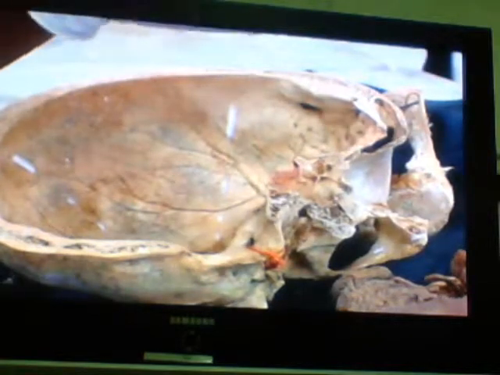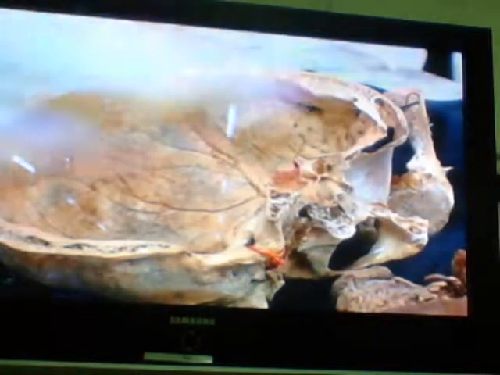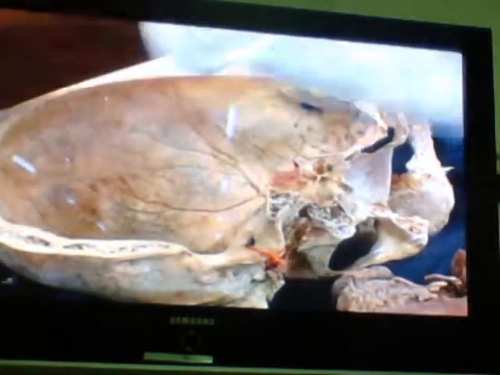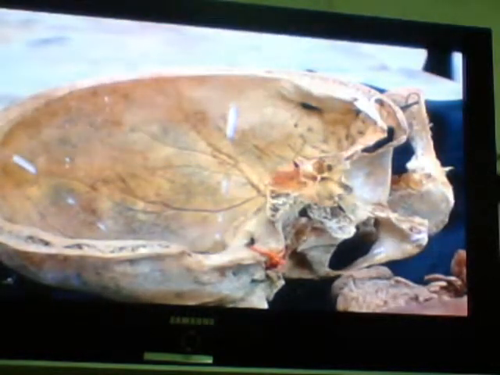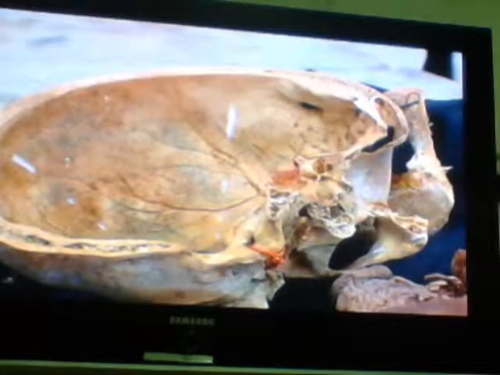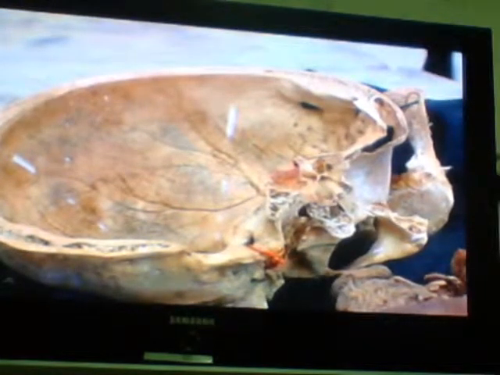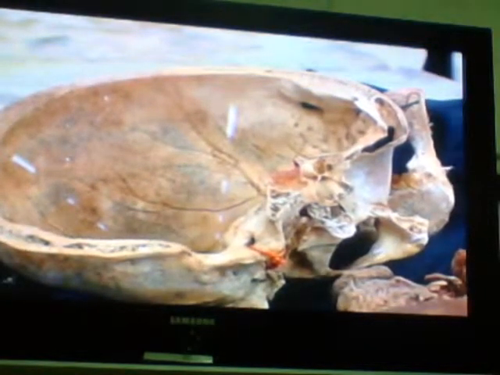I was asking him about the branches at the back of the mouth, from the maxillary nerve. To the back, yes, right, yeah. Yes, yes.